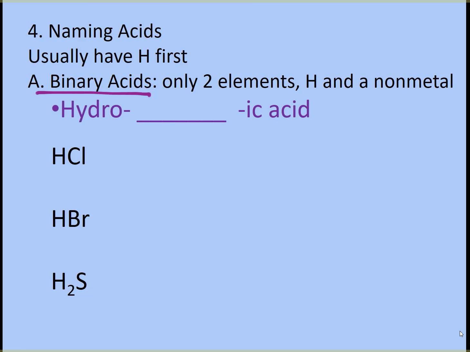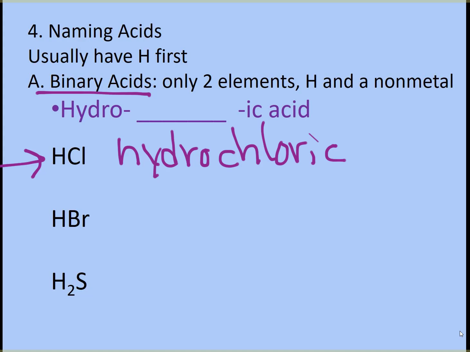You'll have hydrogen that is written first typically and then a nonmetal. And I just memorize HCl, and know that if there's only two elements, you just copy the name of HCl, which is hydrochloric acid. So again, there's the hydro and there's the ic, and in the middle is the root word for chlorine.